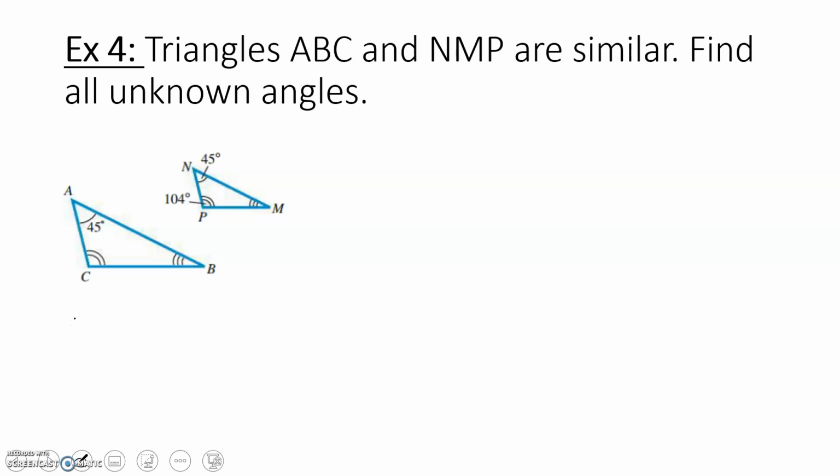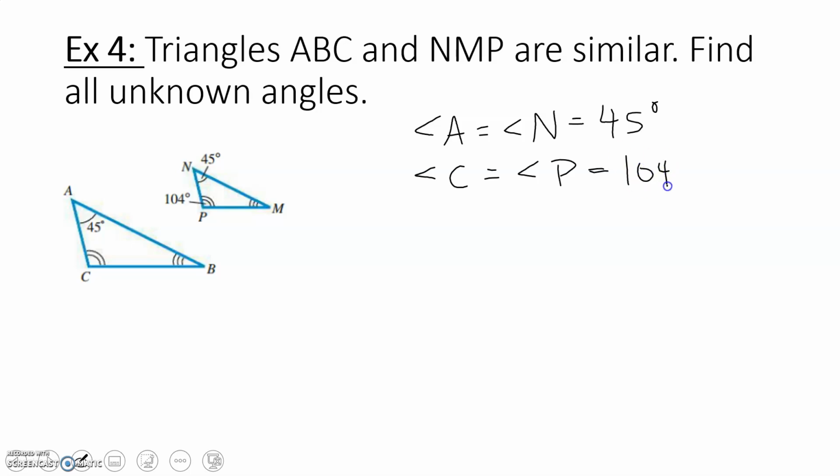So I'm just going to write those out. Angle A is equal to angle N, and we know that angle A and N are 45 degrees. Angle C, I'm just going in the order of the arcs, is equal to angle P. And we know that angle P is 104 degrees. And then angle B is equal to angle M. And we don't know those yet, but we can find those because remember we know that the sums of the angles of a triangle equal 180.